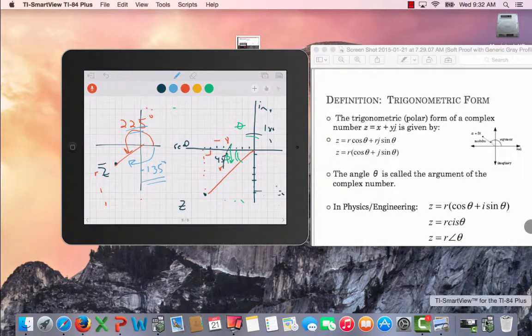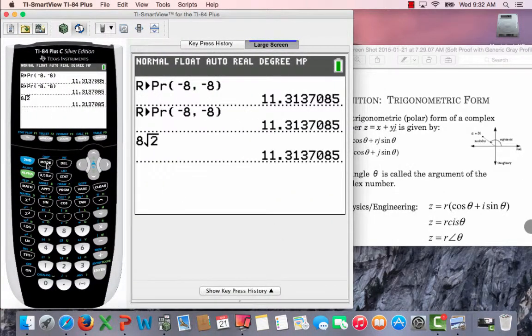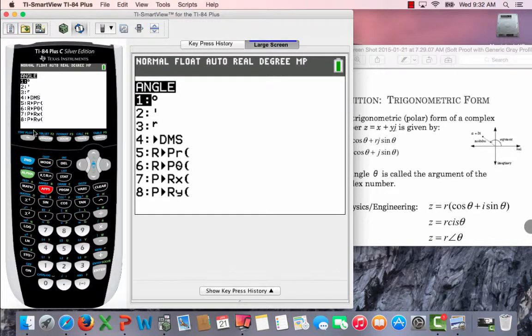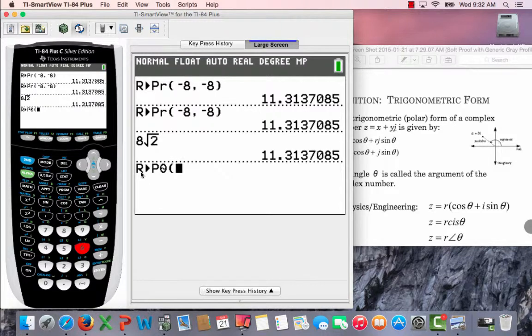Let's see what the graphing calculator will give you. So I'm going to go back to the angle option, and I'm going to look at number 6. So again, given the rectangular coordinates, I want to know the polar or the angle.